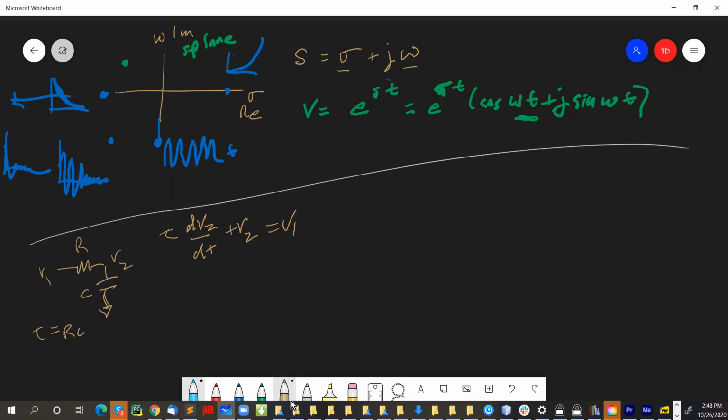Now when I differentiate this function with respect to time, if I take the derivative of e to the st with respect to t, I just get s times the function itself. So if V2 is proportional to e to the st, and plug that in, then I find the equation, which is tau times s plus 1 equals V1. Okay.